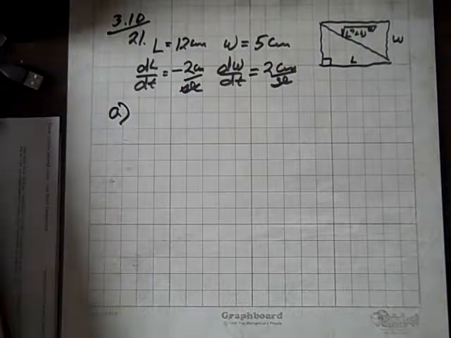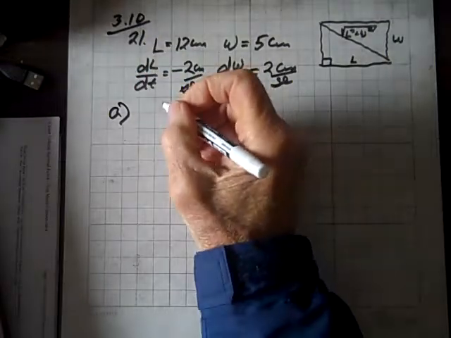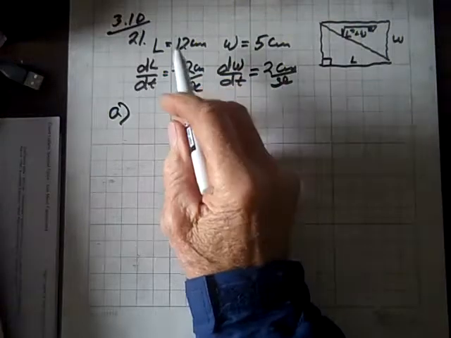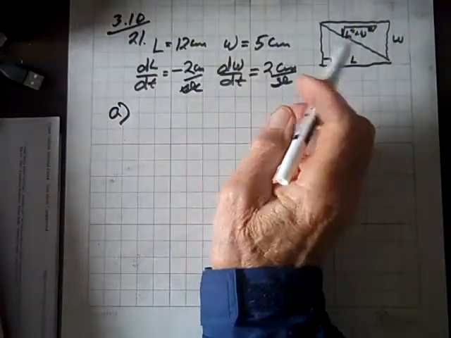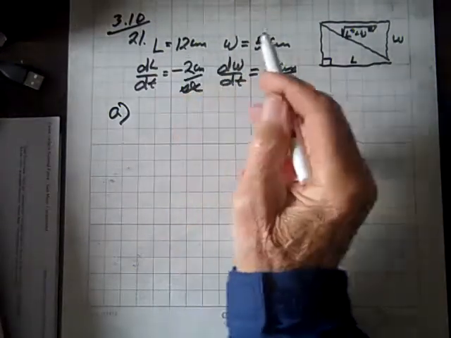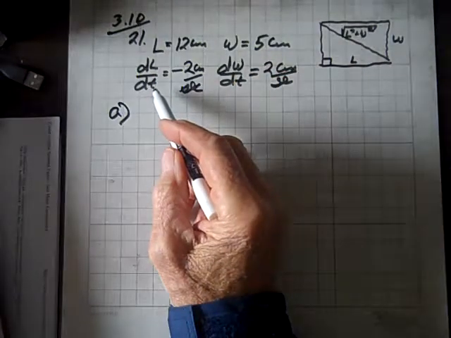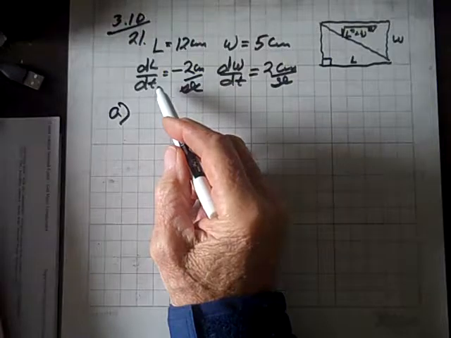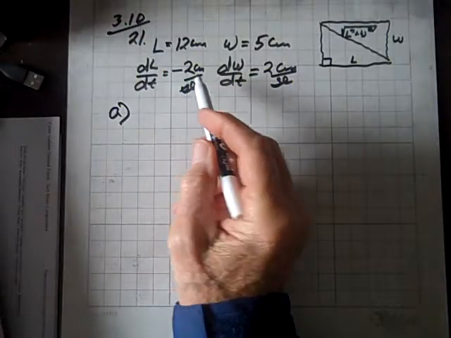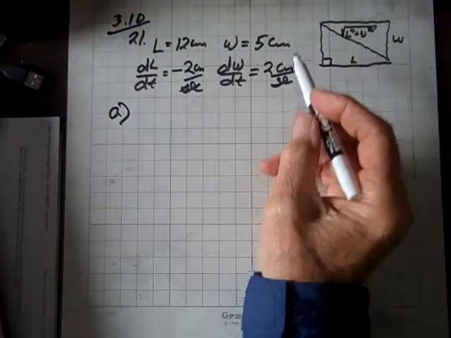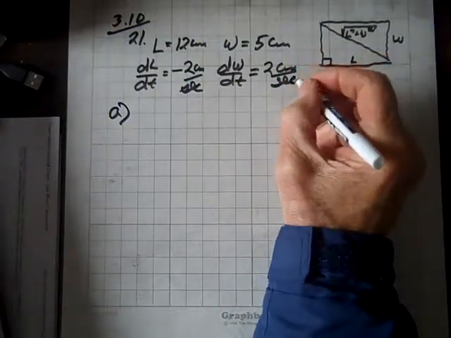Now we're going to find the area. We're doing question 21 on section 310. We've got to find the rate of change of the area given that the length of this rectangle is 12 centimeters, the width is 5 centimeters. The length is shrinking at -2 centimeters per second, while the width is growing at 2 centimeters per second.